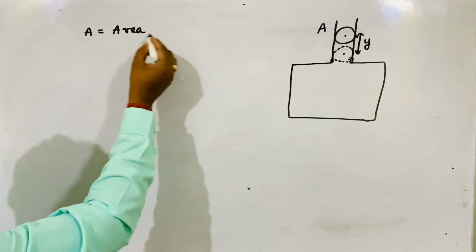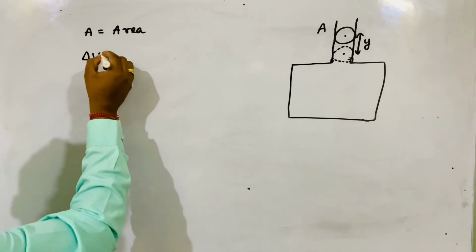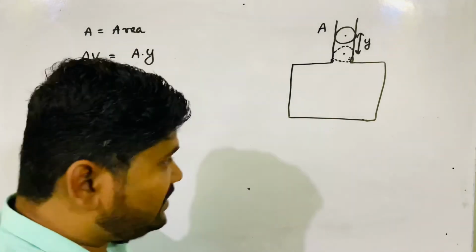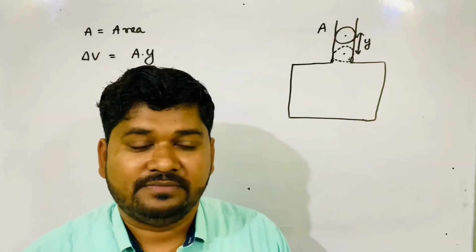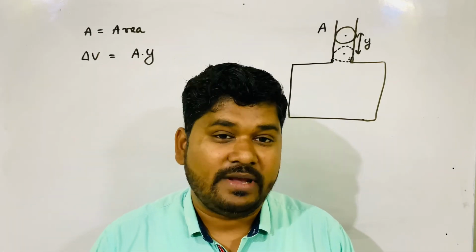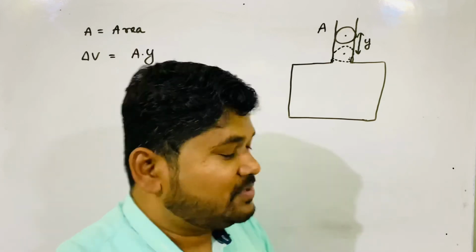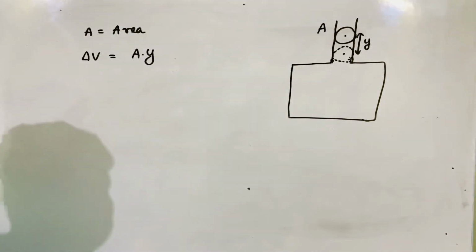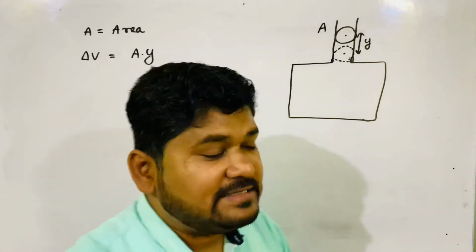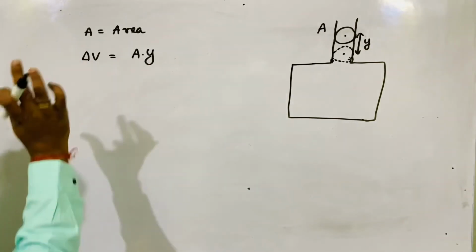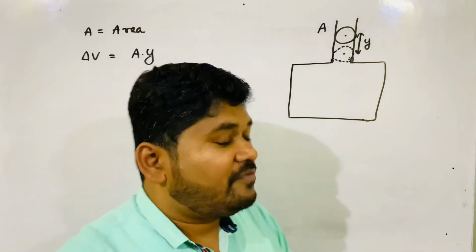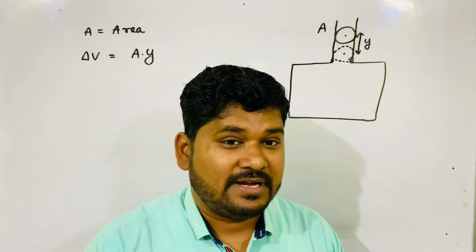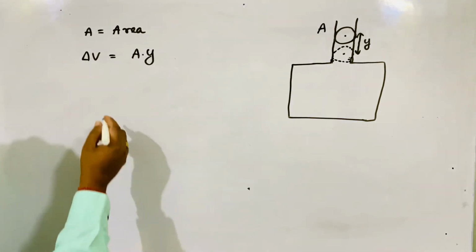Now see, A is equal to the area. So what is the change in volume? The change in volume of the air inside this chamber is A into y. This is the change in volume. We have to find out the force here. How will we find the force?